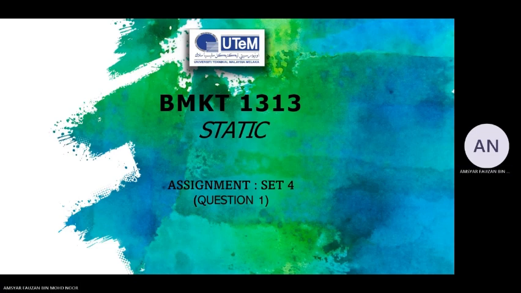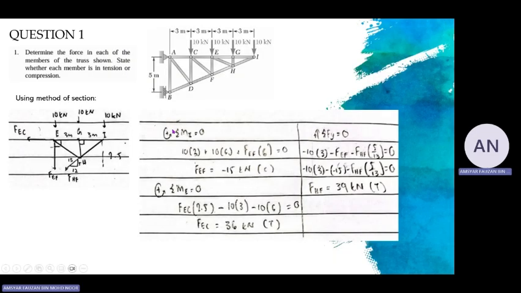So the question asks to determine the force in each of the members of the truss shown. That means from the figure given in the question, we state whether each member is in tension or compression. To answer this question, we have two methods. The first one is the method of sections, and the second one is the method of joints. To begin, firstly we use the method of sections at points I, G, E, and H.